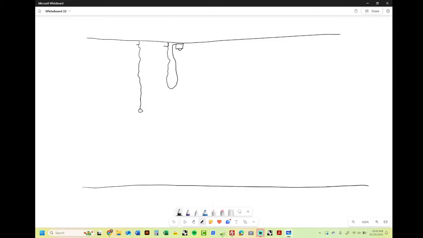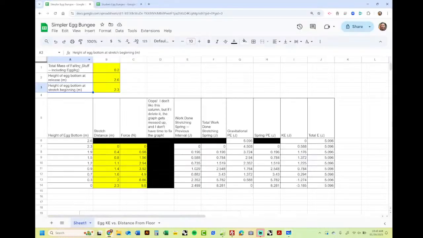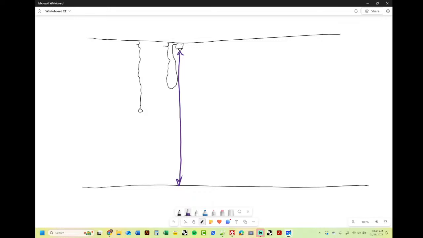So this, let me change colors. This height right here, from there to there, that is the height of the egg bottom at release. So on my example numbers, it's 2.6. And then height of egg bottom at stretch beginning, that's 2.3. Boy, this is a short bungee. I feel like I need to redraw this.